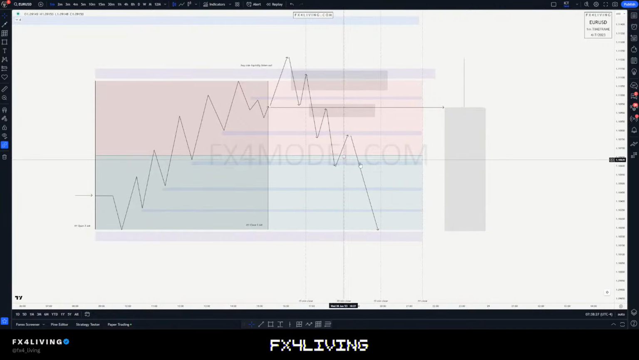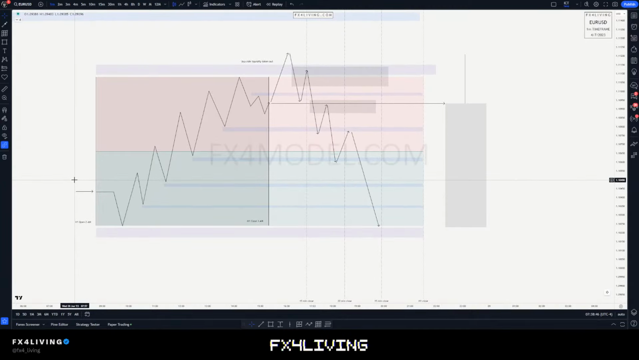And this is pretty much the same thing as my FX4 model, but the FX4 model uses a larger range, from the daily open to 2 a.m. So this includes the Asian range and all that stuff. So when this breakout happened, damn, this trade is just beautiful.